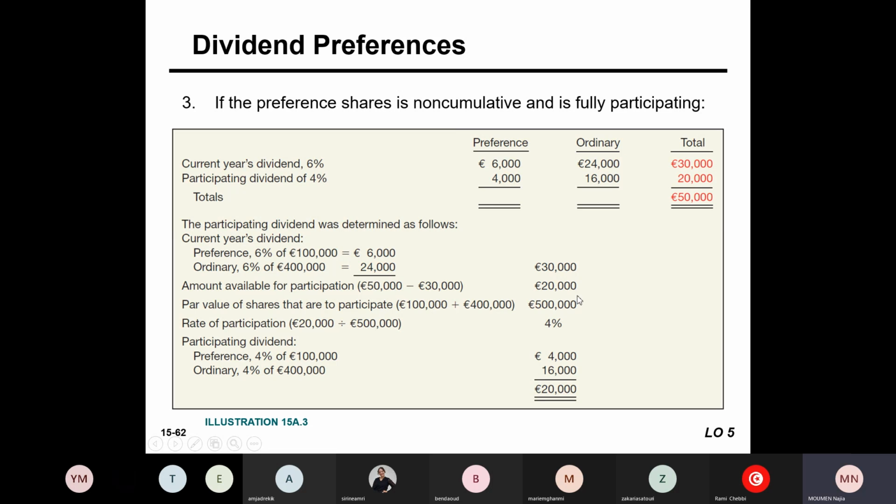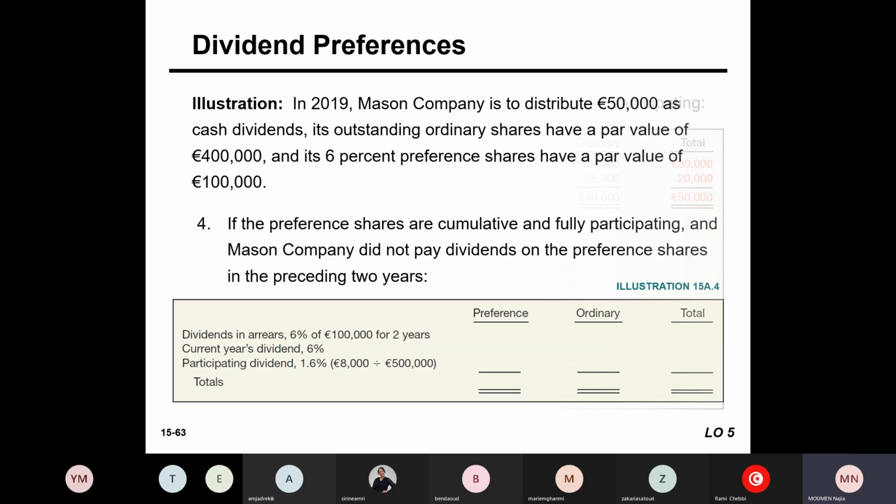So we will just divide the remaining amount by the total par value of outstanding shares. You get the participating rate, and then you just apply it, and then you already have the 50,000 entirely distributed to preference and ordinary. So preference will receive 10,000 and ordinary will receive 40,000 for the current period. Okay.